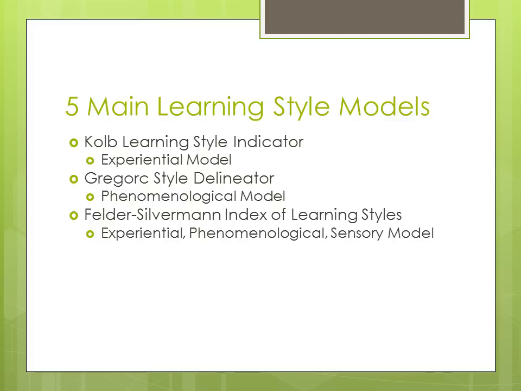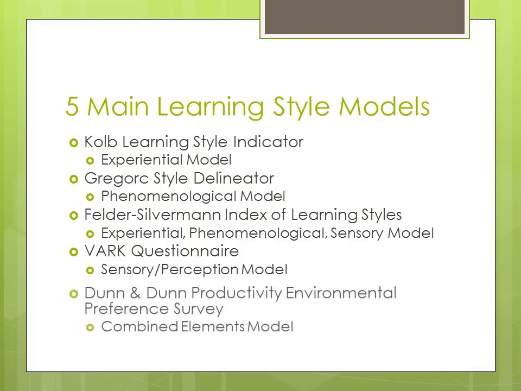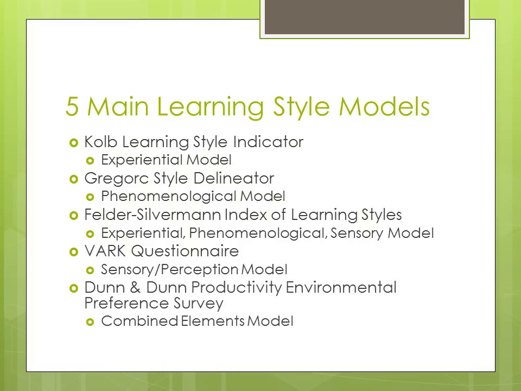The Felder-Silverman index of learning styles combines the experiential, the phenomenological, and the sensory model. Then you have the VARK model, which is very well known. It's your visual, auditory, kinesthetic type of model, which is dealing with your sensory perceptions. And the Dunn and Dunn productivity survey, which combines elements of all the models and also includes how environmental, social, and emotional stimuli can also affect an individual's ability to learn in the classroom.